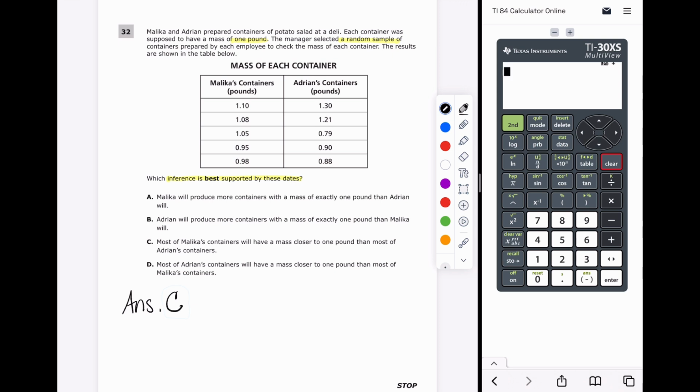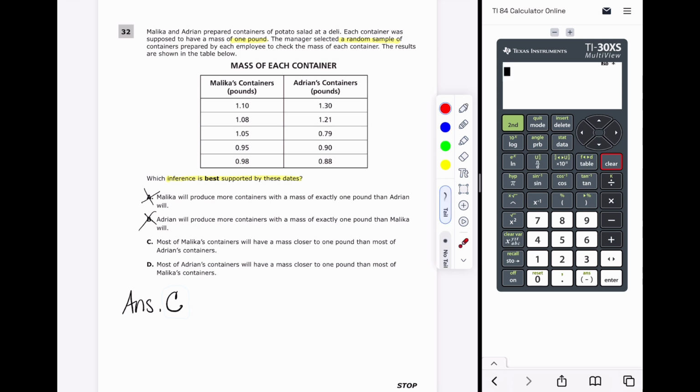Okay, so we're going to look at all of these together. Malika will produce more containers with a mass of exactly 1 pound than Adrian will. Well, I'm looking at Malika's. She doesn't have any 1 pounds, and neither does Adrian. So I'm going to discount that one. That is not true. It's not supported by any of the evidence here. Let's look at the second one. Adrian will produce more containers with a mass of exactly 1 pound than Malika will. Well, that's just the opposite thing. And again, neither one had 1 pound. So there's not any data to support that they're able to get exactly 1 pound.